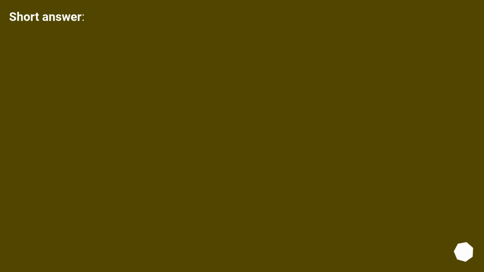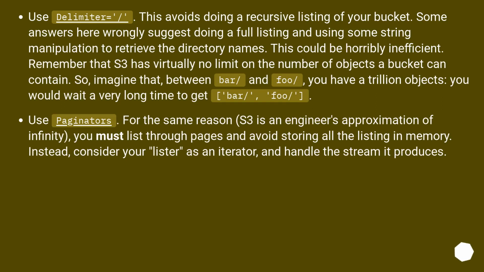Short answer. Use Delimiter='/'. This avoids doing a recursive listing of your bucket. Some answers here wrongly suggest doing a full listing and using some string manipulation to retrieve the directory names. This could be horribly inefficient. Remember that S3 has virtually no limit on the number of objects a bucket can contain. So imagine that, between bar/ and foo/, you have a trillion objects. You would wait a very long time to get bar/ and foo/.